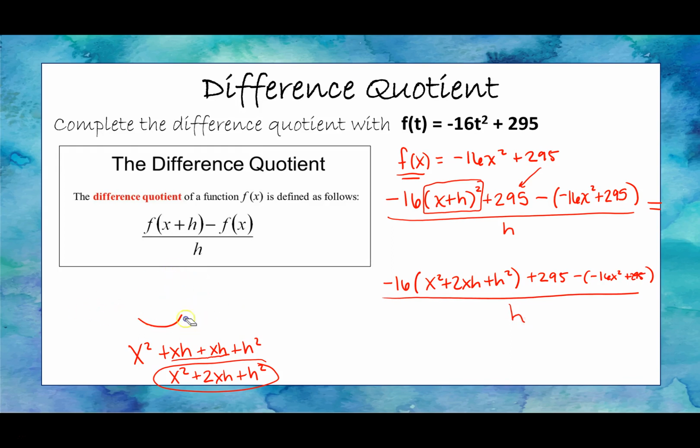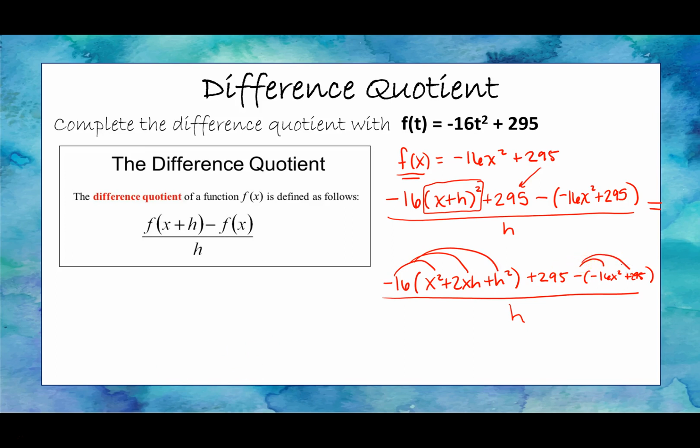All right, so folks, next thing that we're going to do is the distributive property, and you can see we have to do it twice. So I'm going to do that here, here, here, and then I'm going to have here, here. And I'm going to just give myself some more space, and I'm going to come over right here. So that's going to give me a negative 16x squared, and then I'm going to have negative 16 times 2 is a negative 32, and then xh. All right, and then I have a negative 16h squared, and then plus 295.